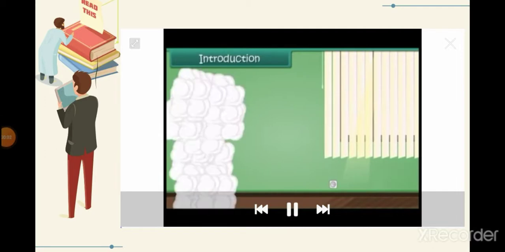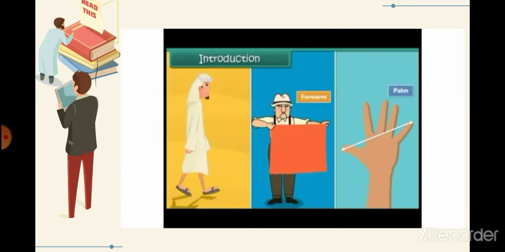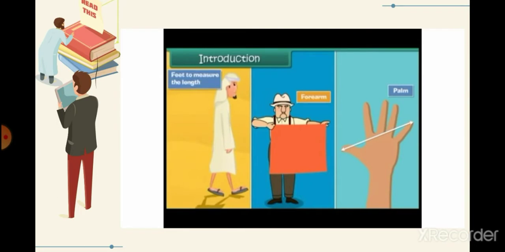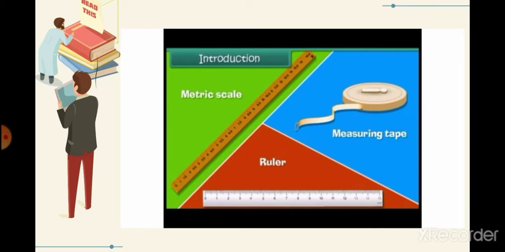Long back, do you know how people used to measure the length of objects? They used their palm, forearm, or feet to measure the length of objects, but these methods never gave correct results. Nowadays, we make use of rulers, metric scales, and measuring tape to measure the correct length and height of objects. Let us learn the correct method of using a scale.